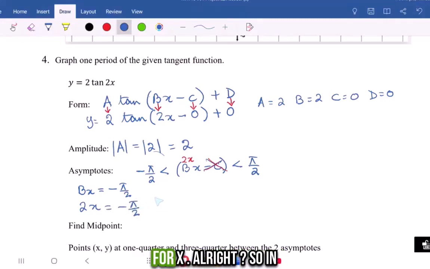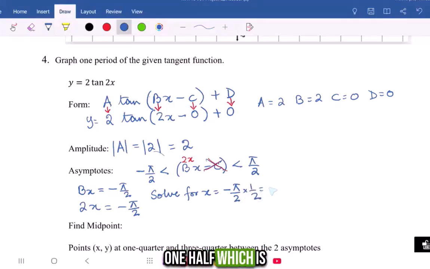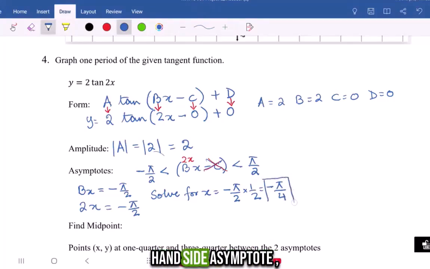Therefore, solve for x. So in that equation, solve for x. If we solve for x, that means divide both sides by 2, and we will end up with negative pi over 2 multiplied by 1/2, which is negative pi over 4. So the left-hand side asymptote will occur at negative pi over 4.